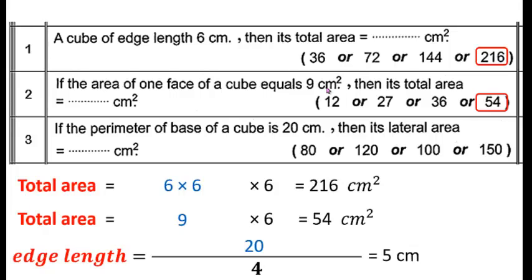How can I find the lateral area? We said that lateral area is equal to area of one face times 4. 5 times 5, this is the area of one face, and times 4 to calculate the area of the 4 side faces, which is the lateral area. As a result, I will have the lateral area equal to 100 centimeters squared.